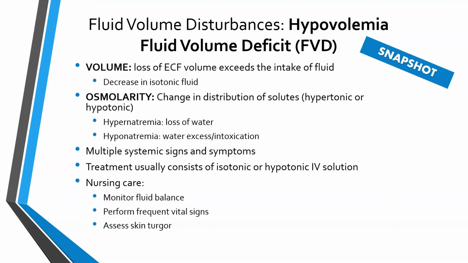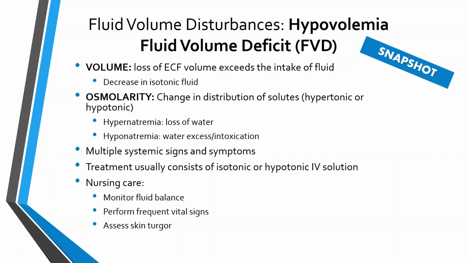So there's a couple different slides. This is going to be your snapshot or your overview of hypovolemia, also known as fluid volume deficit, FVD. So here, when we're talking about the volume, you have a loss of your extracellular fluid volume. It tends to exceed the intake of fluid that a person is actually taking in. There's a decrease in isotonic fluid, again, what is within the ECF. Osmolarity, there's a change in distribution of solutes. It could either be caused by hypertonic or hypotonic solution.